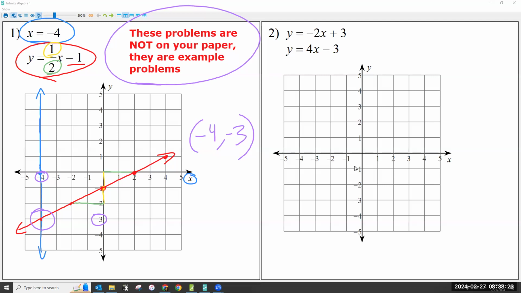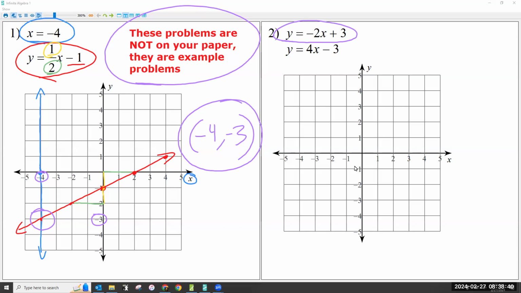All right, number 2. Number 2, these are both in slope-intercept form. Let's try this one. Oh, going back to number 1. This coordinate point right here is your answer. So this means we had one solution, and that is your one solution answer.